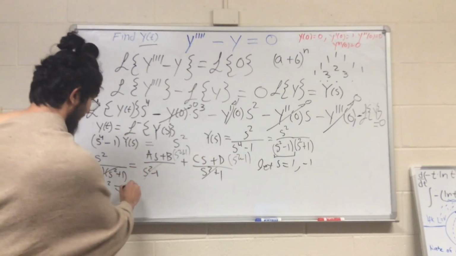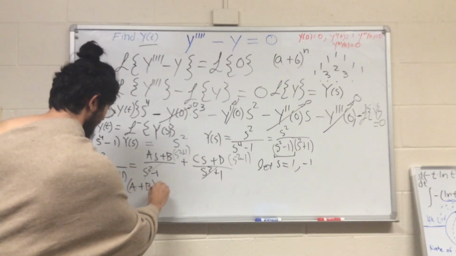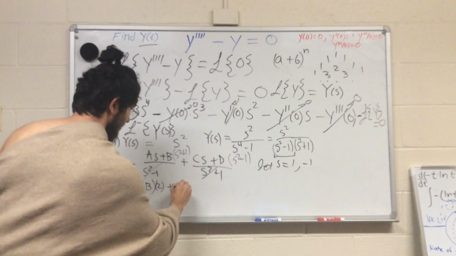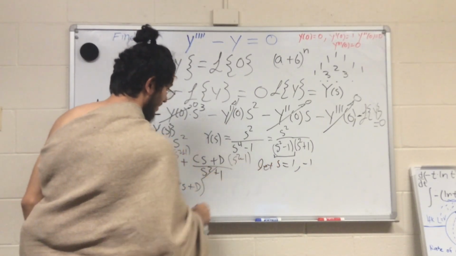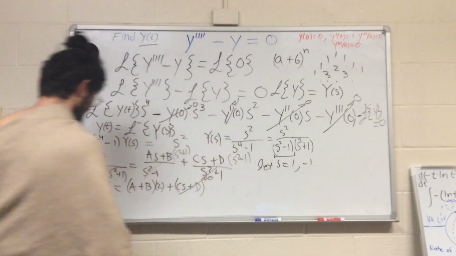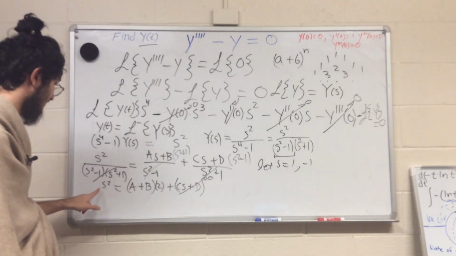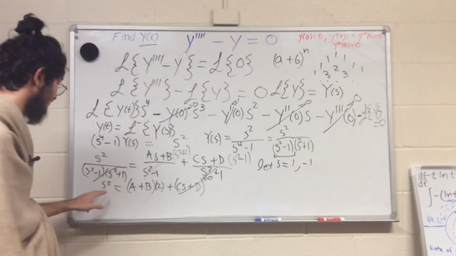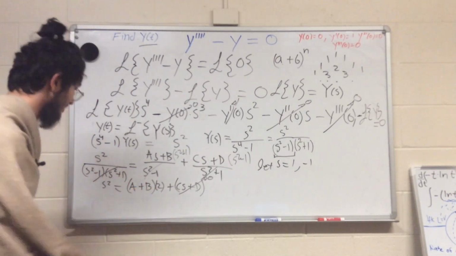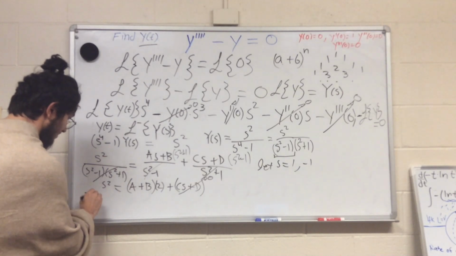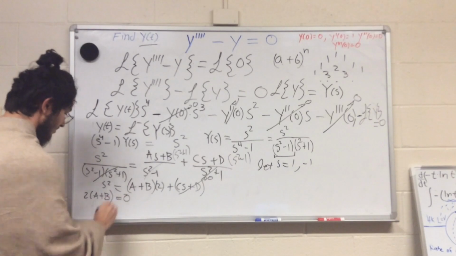we're going to get a plus b, multiplied by 2, plus cs plus d, and then what happens here when we substitute by 1? Well, this just goes to 0, right? So we're left with this over here. Of course, clearly the factor of s to the 0 is just going to be equal to 0. So we said 2 times a plus b equal to 0.